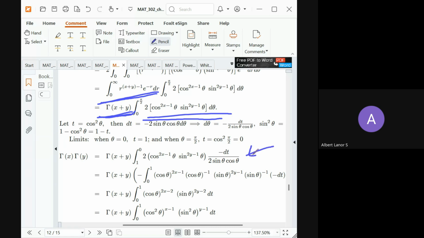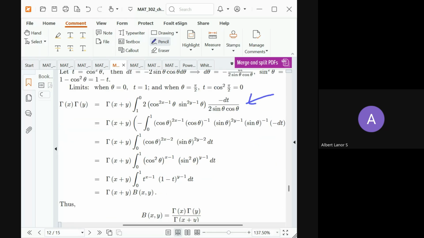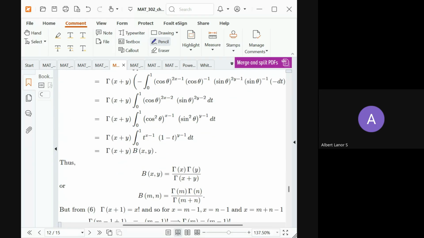So now we'll have this. Now, this would also reduce to the beta function, so that after you've taken the cos squared theta out, you know that cos squared theta is t, and then sine squared theta is 1 minus t. And this function here is the beta function of x comma y.